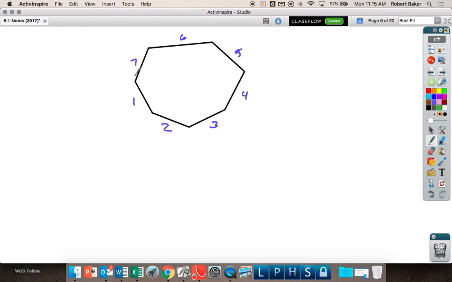So how many triangles can I draw inside of that 7-sided figure? 5. It just goes up. 5, right? How many 180s do you see? 5. So what's 5 times 180? 900.